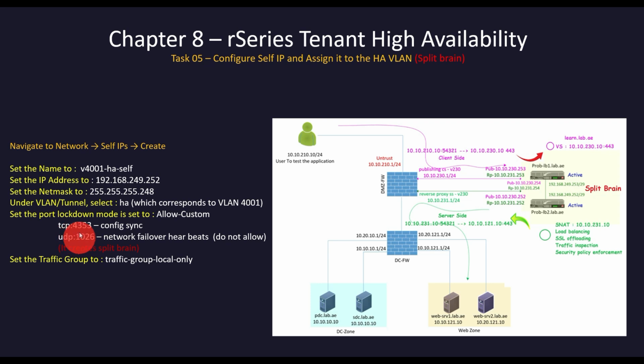UDP 1026. This is used for network failover heartbeats. For the time being, we will not allow this port, which results in both the units not being able to see each other and both becoming active in the HA scenario. This situation is called a split brain. If the HA communication is lost for whatever reason, the split brain occurs. We are simulating the split brain by blocking the HA port on the HA interfaces.